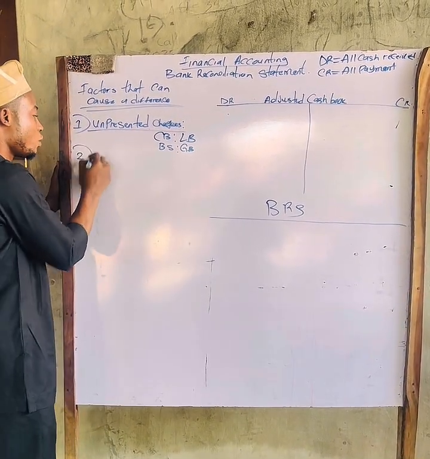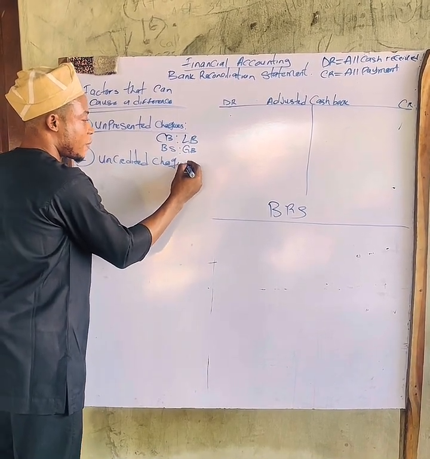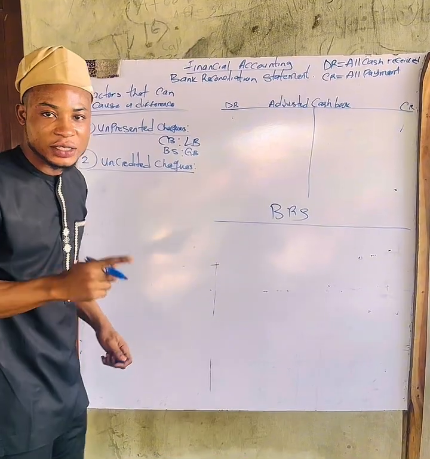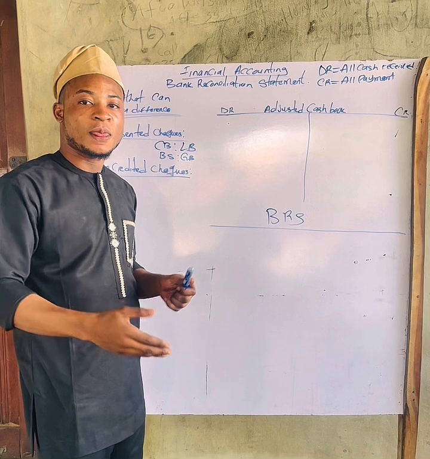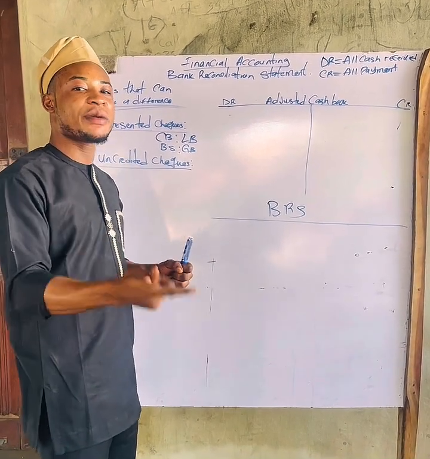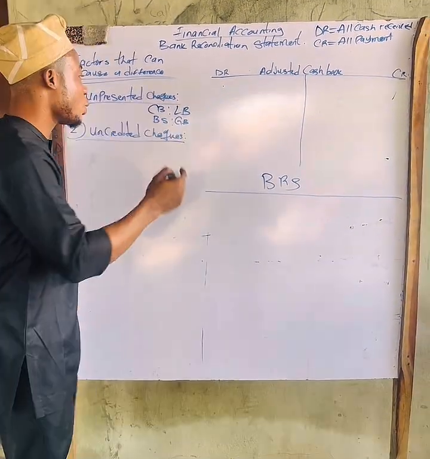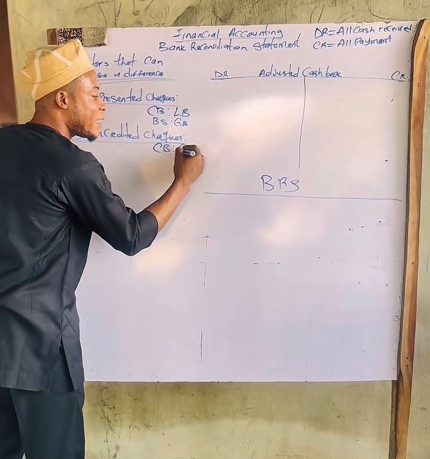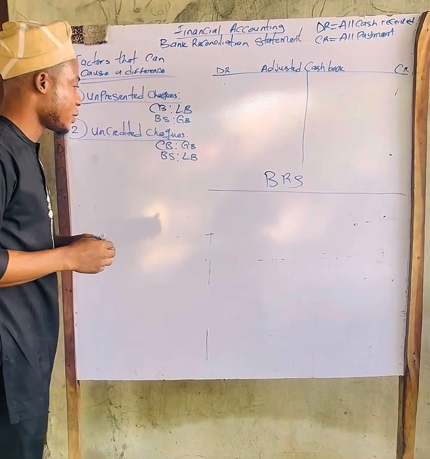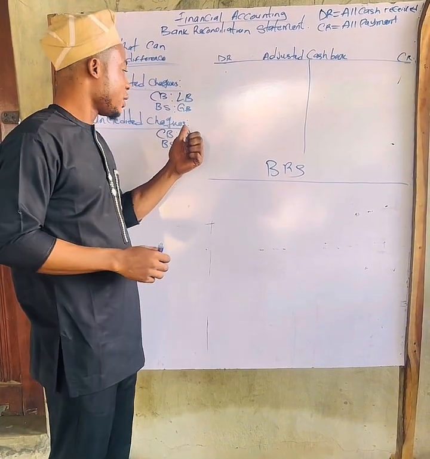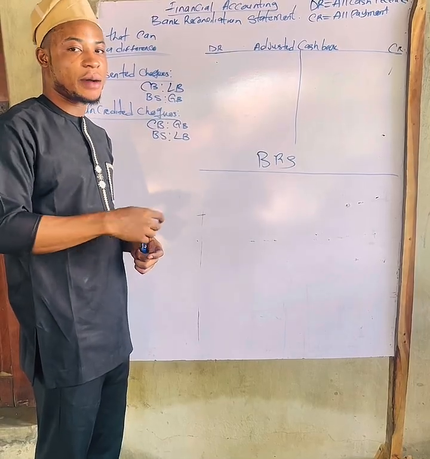We also have number 2, uncredited checks. Now for uncredited checks, these are lodgements. We call it uncredited lodgements. These are checks deposited into the bank but not yet credited to the customer's bank account as at when the bank statement is being prepared. So the effect on this is that the cash book will show a greater balance, while the bank statement will show a lesser balance. Because when I receive the check, it has been debited to the cash book but has not yet been credited in our bank account, our bank statement.